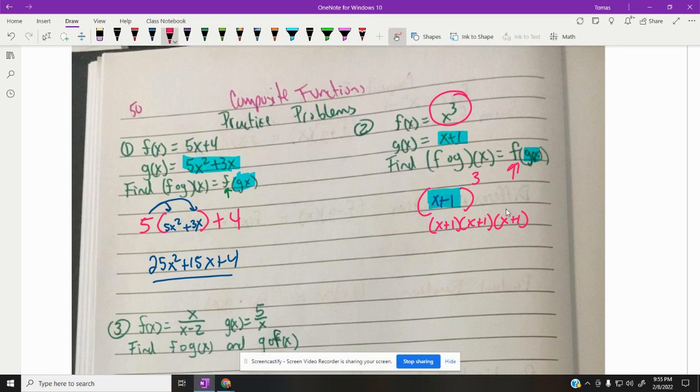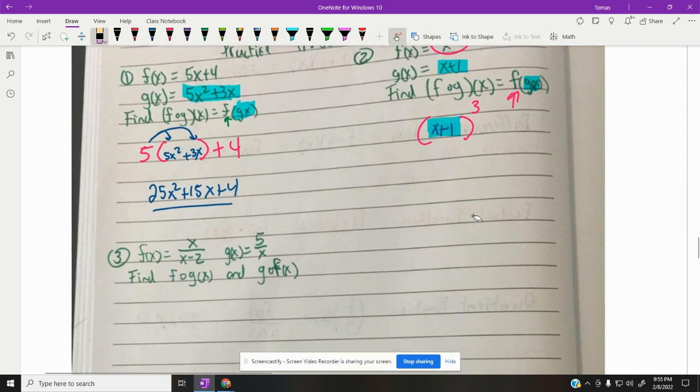I can do it 3 times. But I don't want us to really focus on the actual distribution. I want us to be able to understand the concept of plugging one inside the other. Okay? So I'm hoping this is making sense.